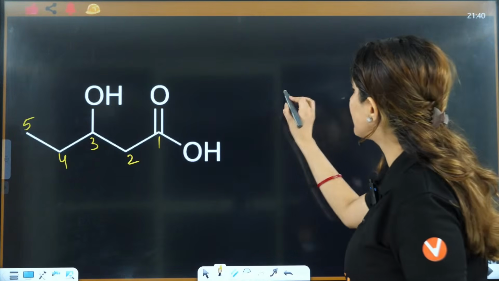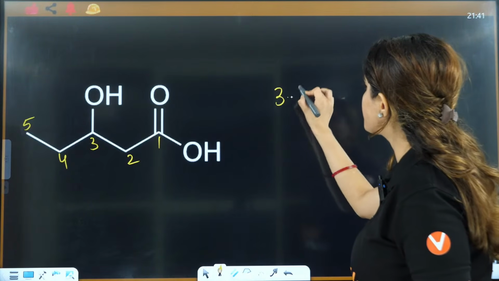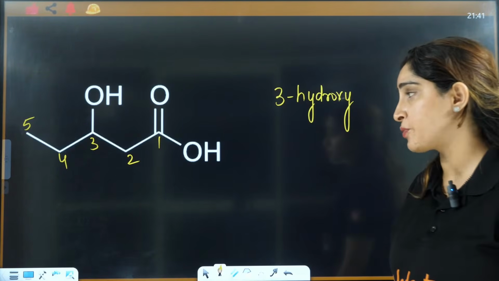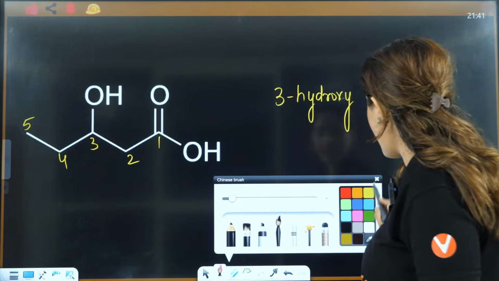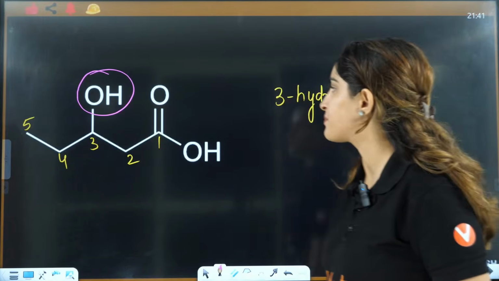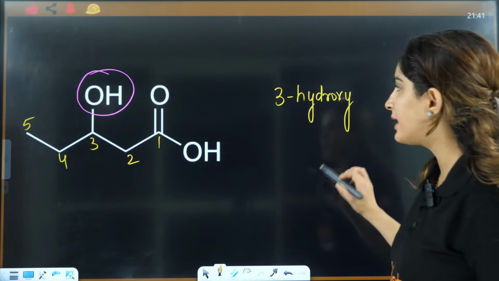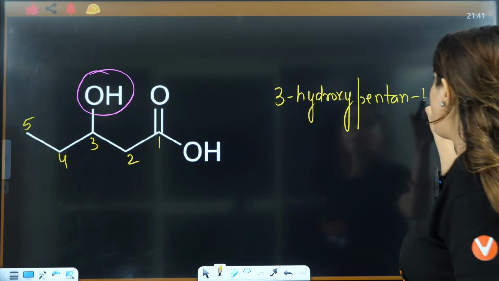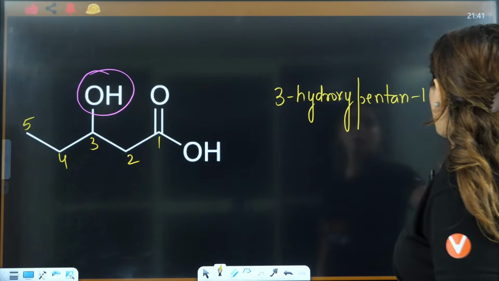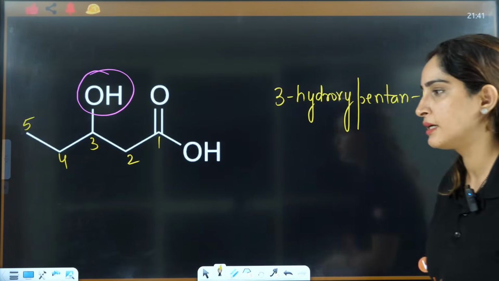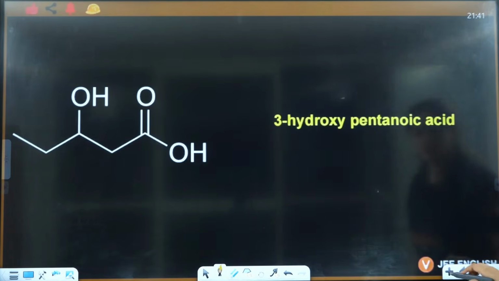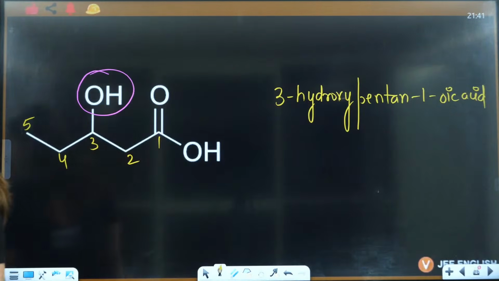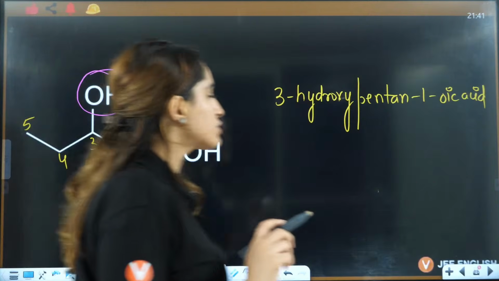So it will be 3-hydroxy. On the third position, you have hydroxy as a substituent. The rest is pentane, 1-oic acid. Got it now? 3-hydroxypentan-1-oic acid. Very good. Now, let's do the next one.